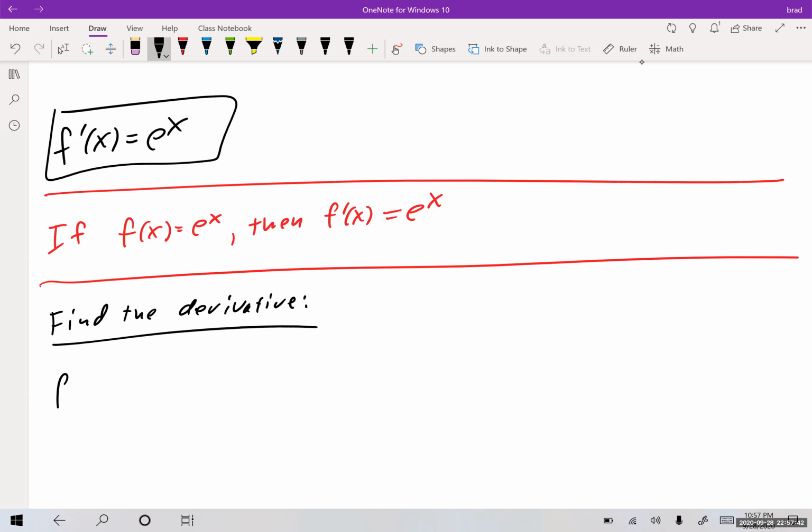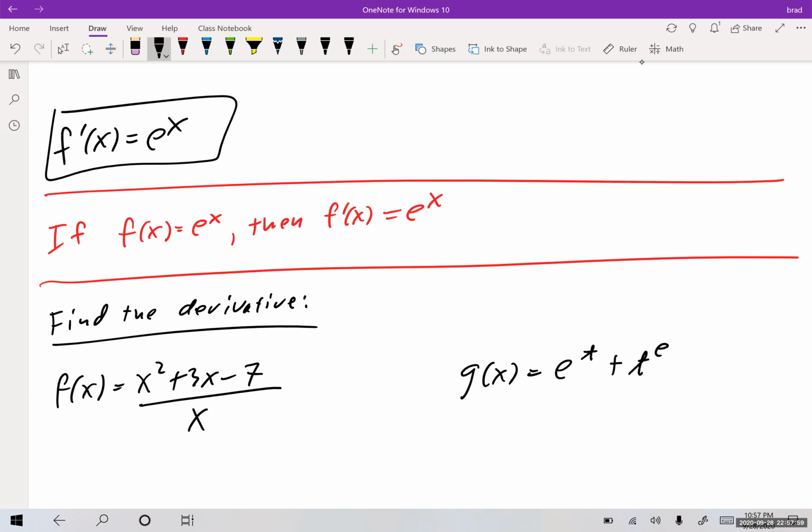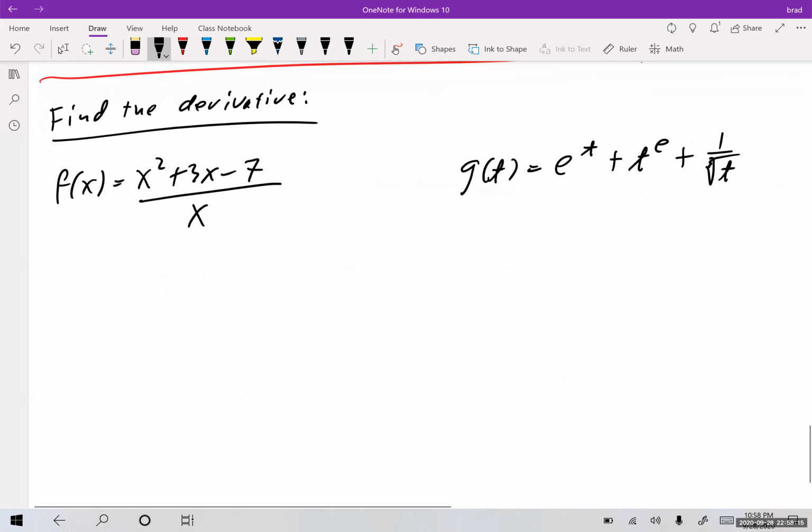Okay, so f of x equals x squared plus 3x minus 7 all over x. And let's say g of t equals e to the t plus t to the e plus 1 over the cube root of t. Okay, so let's take this first one. Now notice this is a quotient: x squared plus 3x minus 7 all over x.